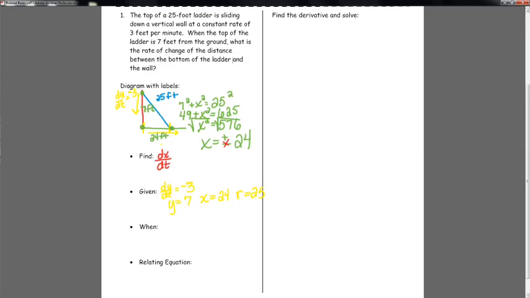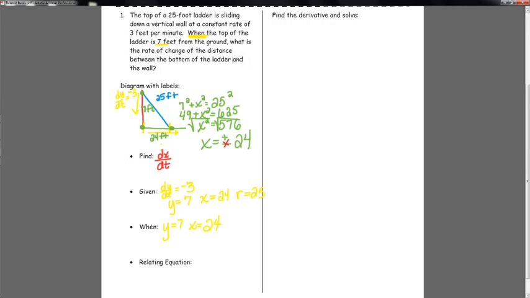And so we look for a when. In our problem, notice how it says when the top of the ladder is 7 feet. So that's my when. I'm going to plug in for my y. So when y is equal to 7 and x by association is equal to 24.